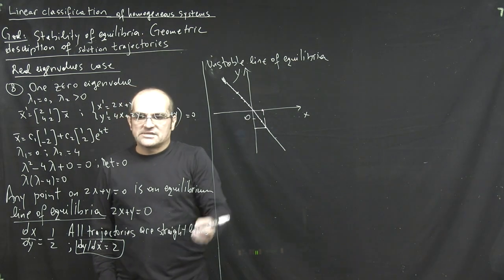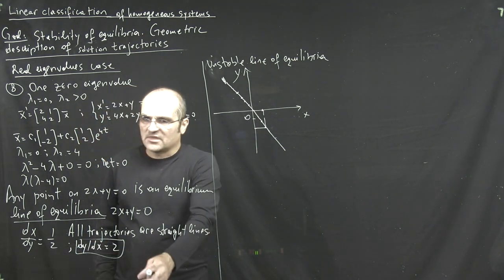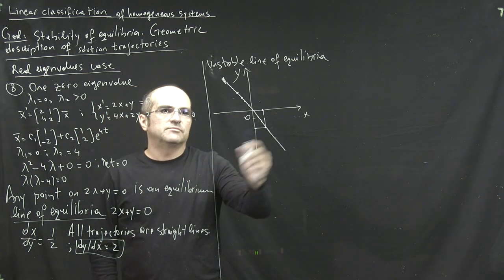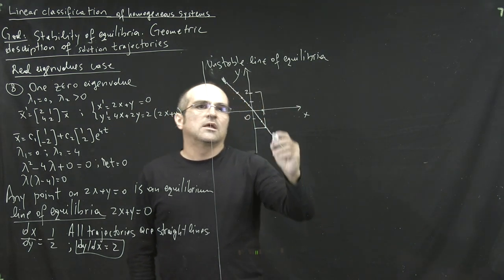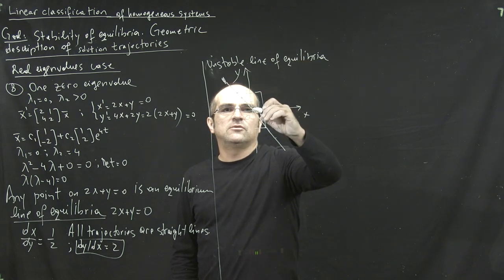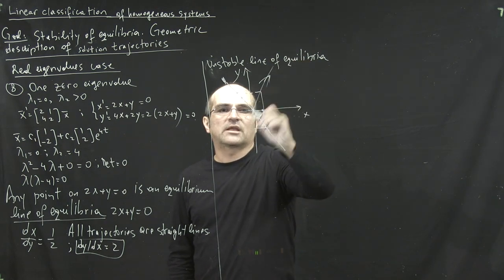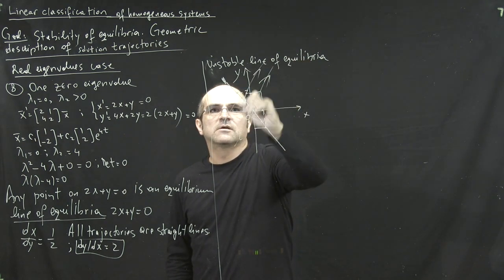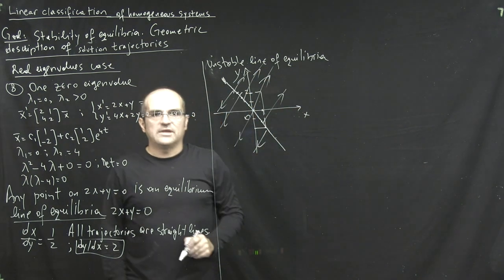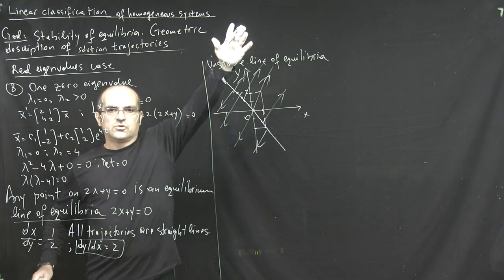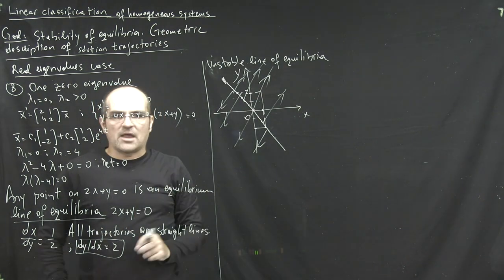And all other trajectories are parallel to the line that goes through the point (1, 2). So along this direction, you're going to have straight line solutions. So this is how the picture would look. Wherever you pick a point, except on the line of equilibria, you will move on straight lines away from that line of equilibrium.